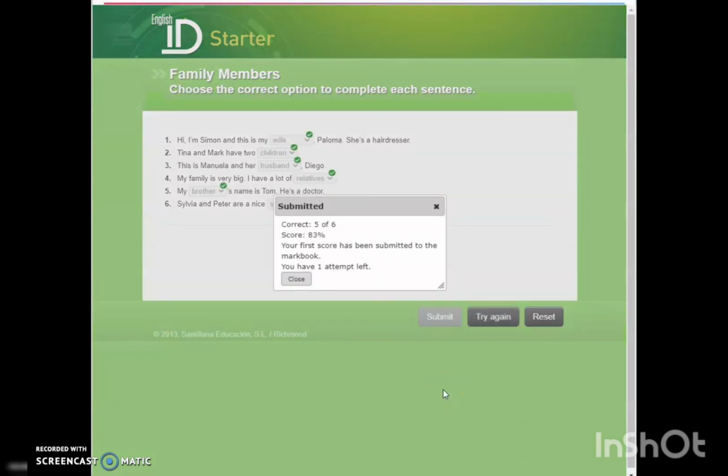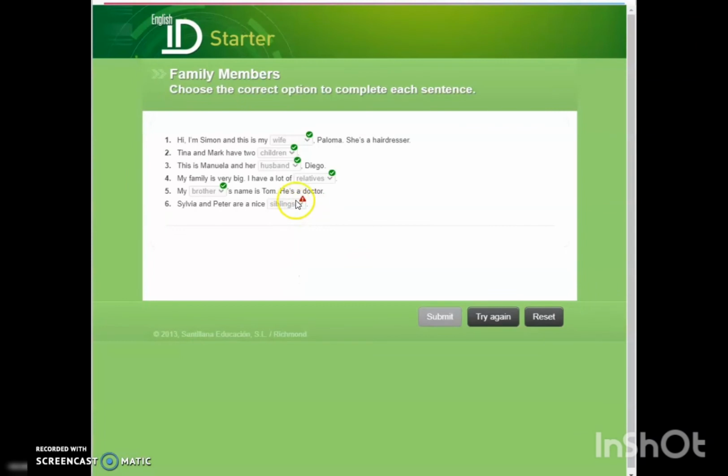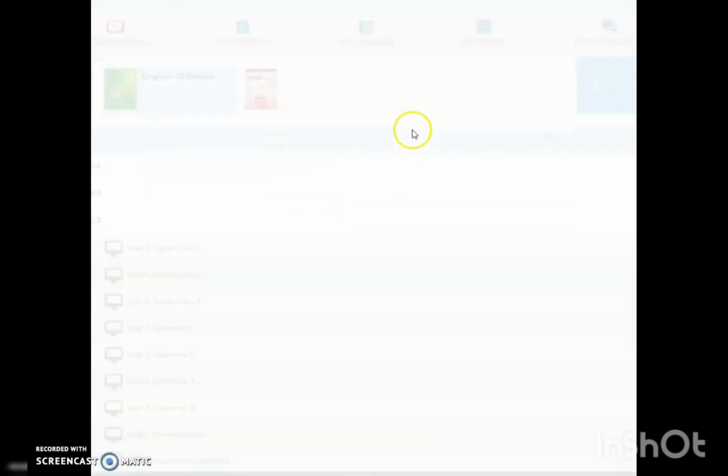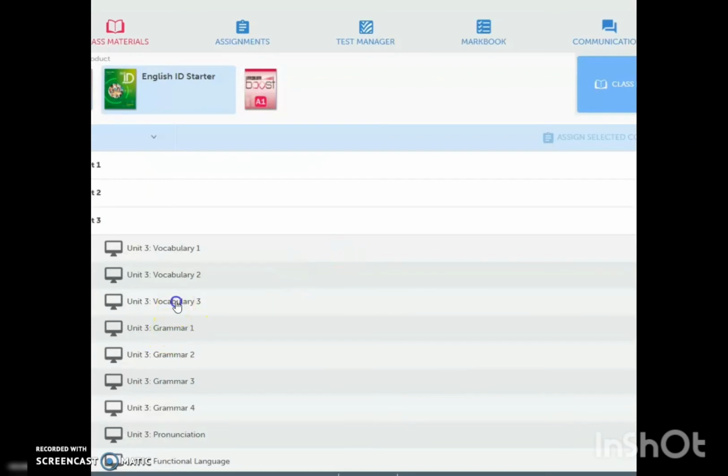What is the mistake here? I have 5 corrects of 6. This one, right? The correct one is Sylvia and Peter are nice couple. Couple. Okay, couple. The last one. The last is vocabulary number 3.